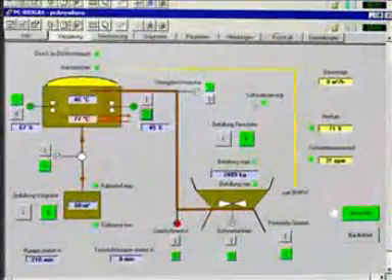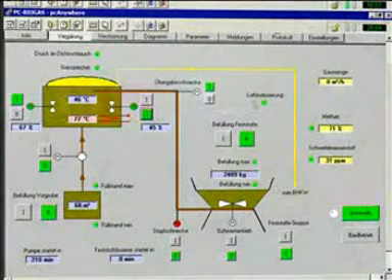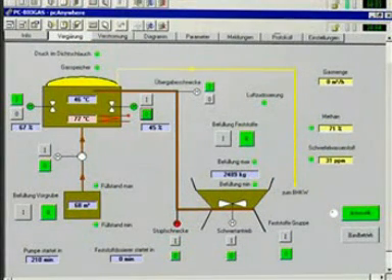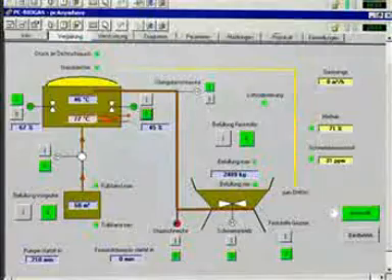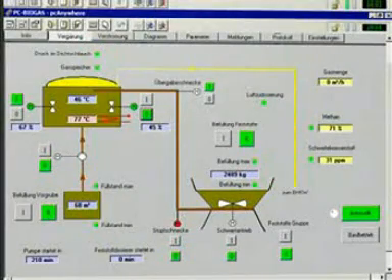Should it be necessary, either the operator at home or the BioConstruct service team can intervene in processes in the biogas plant. For example, the agitators can be switched on and off. The levels of the containers and the pits can be checked. Or the solid supply equipment can be monitored.